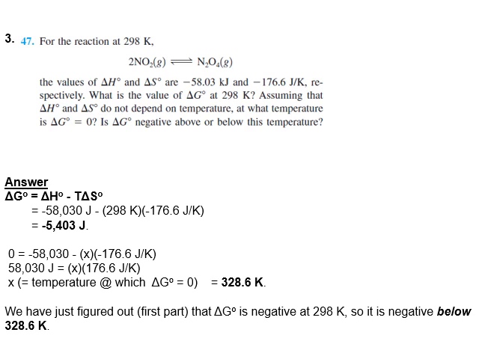So if you look back up above, when we found the minus 5403, that was at 298. So delta G was negative below 328, so we can answer that question without even having to do any further calculations. Okay, let's go to the next slide.